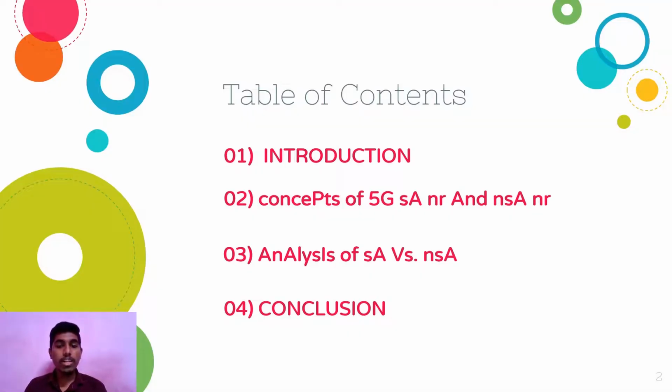I mainly divided the content into four parts. In the first part, I'm going to give an introduction about the topic. We are going to discuss the basic topics and fundamentals involved in this topic. In the second part, I'm going to discuss the concepts of 5G SA NR and NSA NR. In the third part, I'm going to discuss the analysis of SA versus NSA. In the last part, the fourth part, I'm going to discuss the conclusions and the limitations that are going to arise in this particular topic. So let's start.